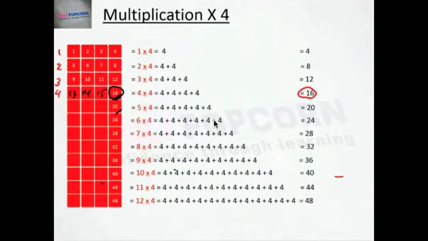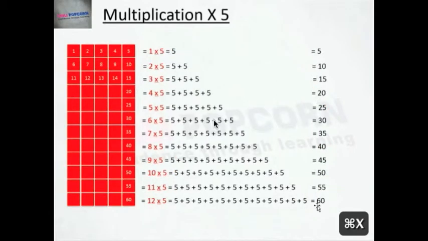Okay, so 5 times 4 is 20. And then remember again, we're just adding 4 each time. So this plus 4, 24 plus 4 is 28, plus 4 is 32, and so on. So again, we get 10 times 4 is 40, 11 times 4 is 44, and 12 times 4 is 48.